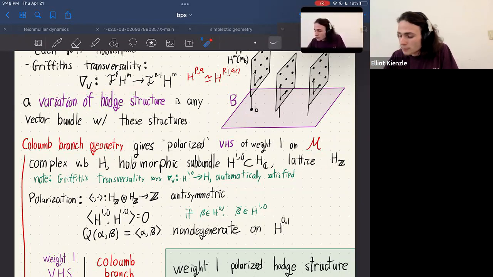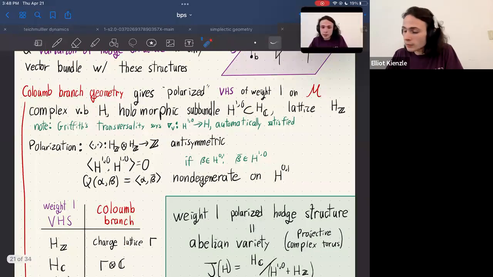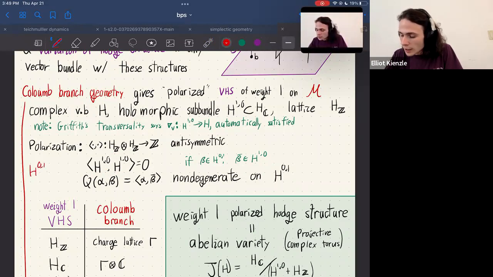And then we're also going to give it a polarization, which is essentially a symplectic pairing on the integer lattice, such that it plays nice with the Hodge structures. In this case, what that means is it's going to be 0 when restricted to this subbundle. And we can also think of the opposite subbundle as the quotient of these two guys.